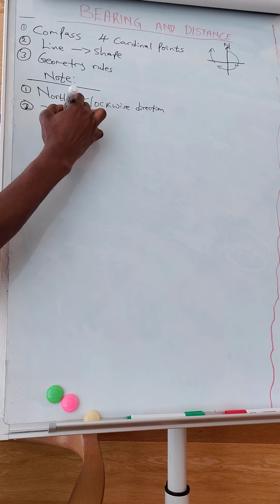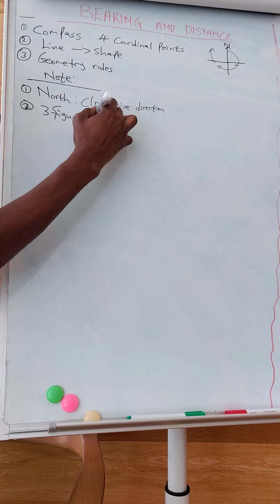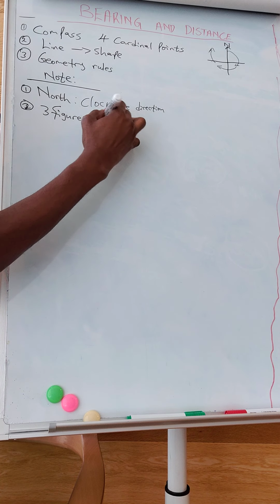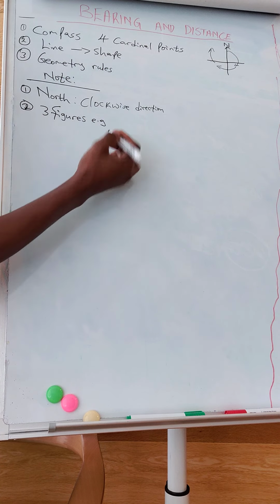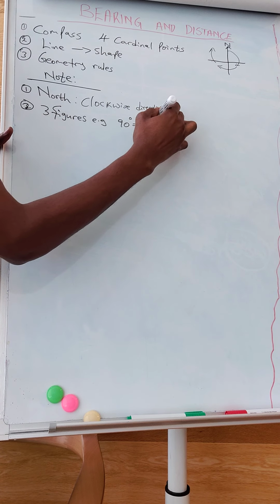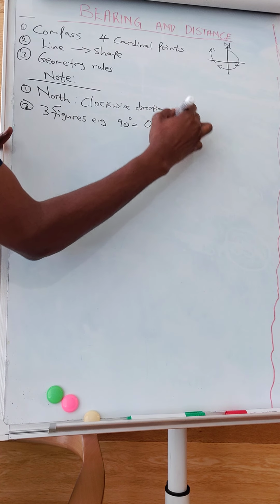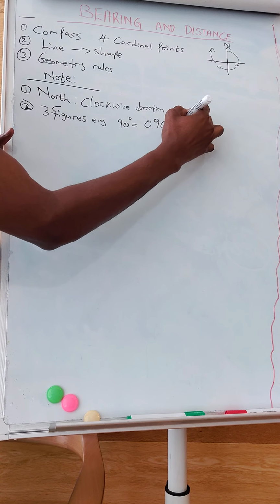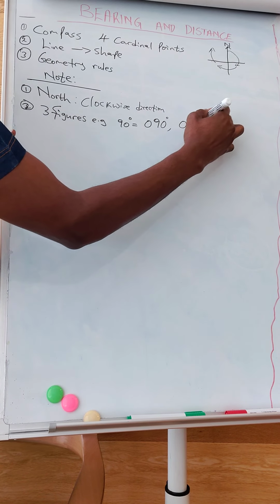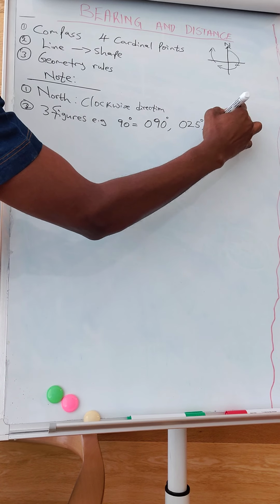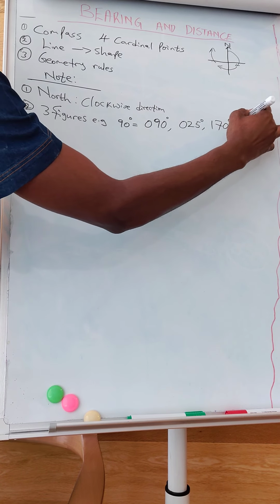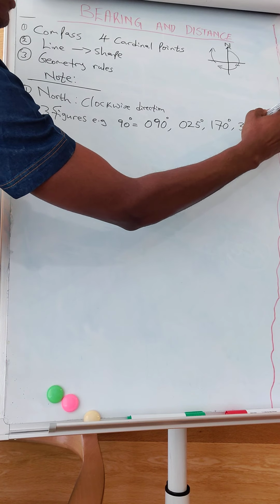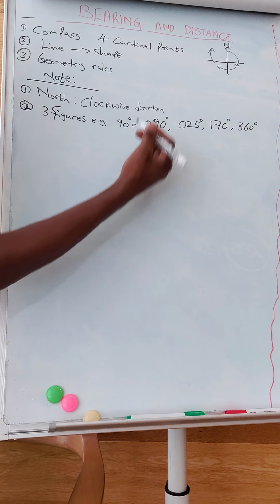That is, your bearing must be in what? 3 figures. For example, if you've gotten an answer which is 90 degrees, you cannot write 90 degrees like this. So you must write it as what? 090 degrees. Then you can write 25 degrees as 025 degrees, 170 degrees, 360 degrees. That is how to interpret.